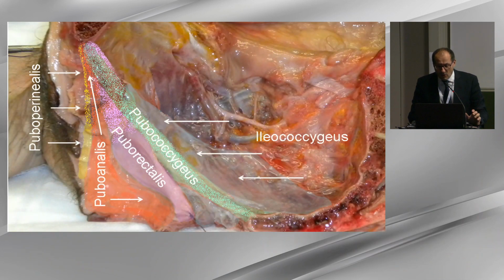So let's go back to the anatomy. Iliococcygeus, deeper part, horizontal distribution. Pubococcygeus and puborectalis, sphincteric function. Puboanalis and puboperinealis, more superficial. Puboanalis is contributing to the movement of the anal canal. Puboperinealis is important to support the perineal body.